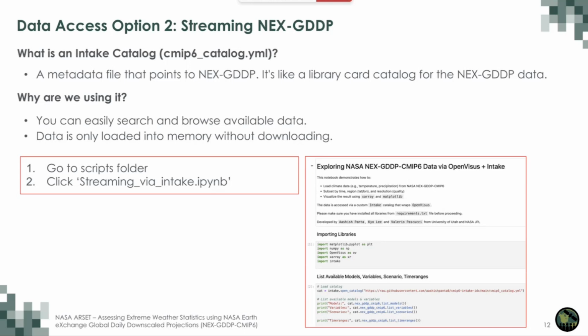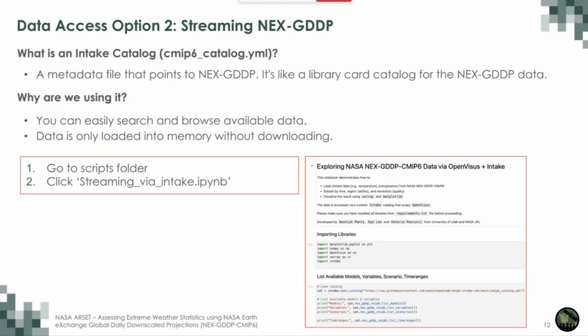So, as you all know, downloading the data from AWS buckets can be pretty troublesome. So, in this slide, I will be showing how we can stream the same data set using the intake catalog without downloading or running the download script. Basically, an intake catalog is a metadata file that points to some data that's located somewhere in the cloud. It's like a library card catalog. The benefit of using intake is that you can easily search and browse for the available data sets. You don't have to know about any existing cyber infrastructure, or which models are available.